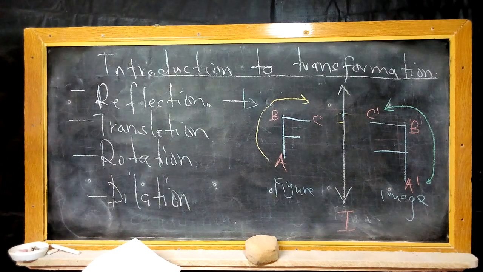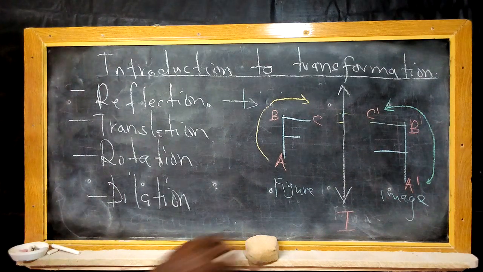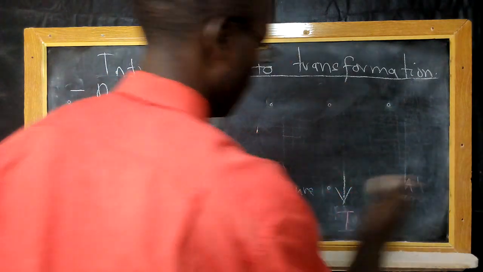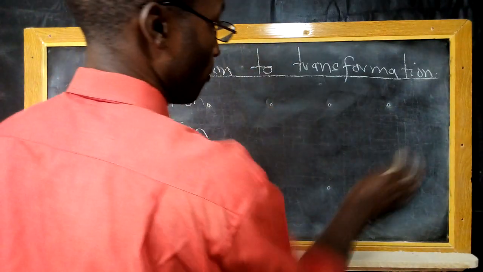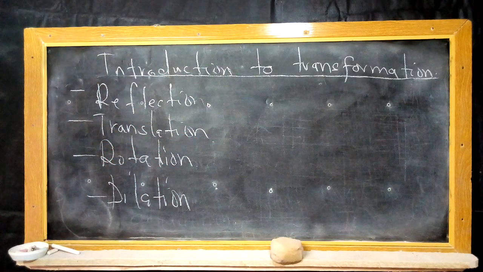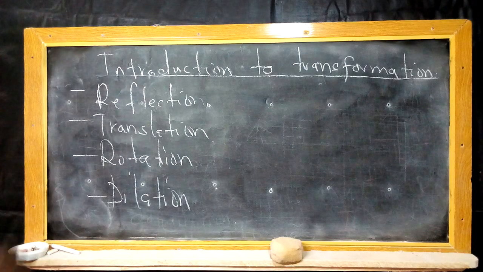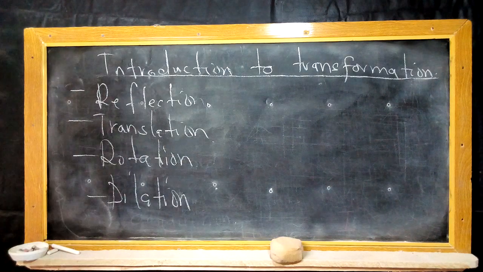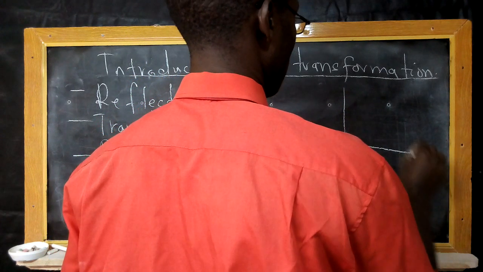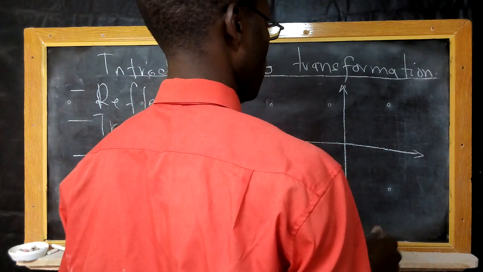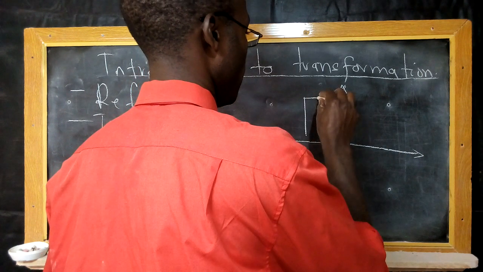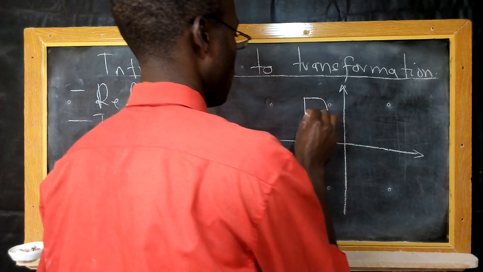So for reflection, of course, reflection can be done on another line or on an axis, as we have defined transformation as happening on a coordinate plane. Suppose we have a line like the first one we have drawn here. It's a coordinate plane, and then we have an object like this.